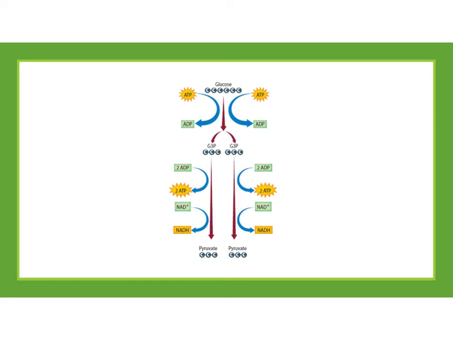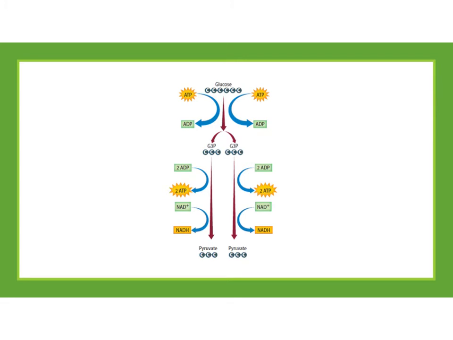And then finally, the G3P molecules are going to be converted to pyruvate. And when this happens, the 2 ADPs are going to be converted to 2 ATPs each. So then 4 molecules of ATP are going to be produced.